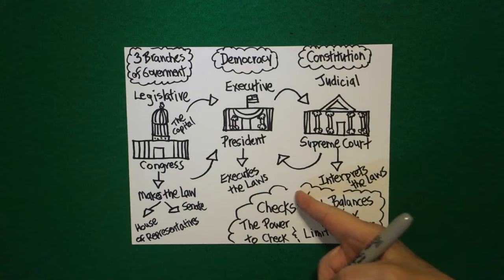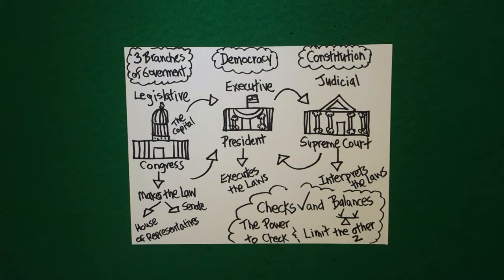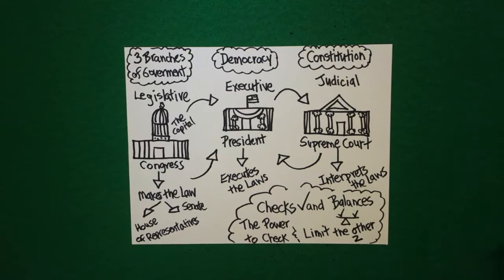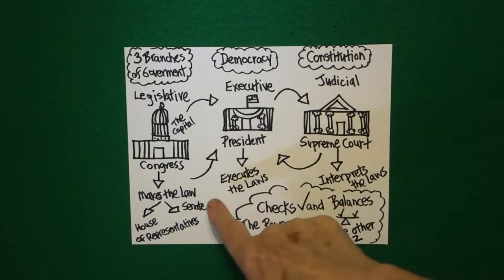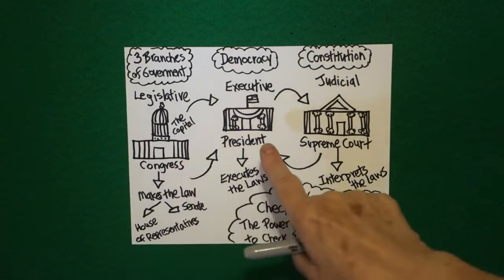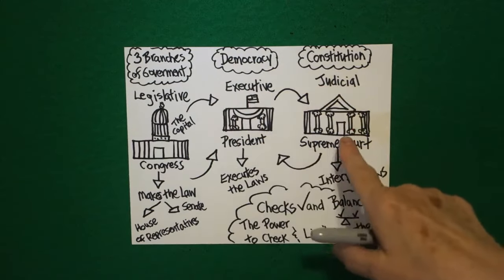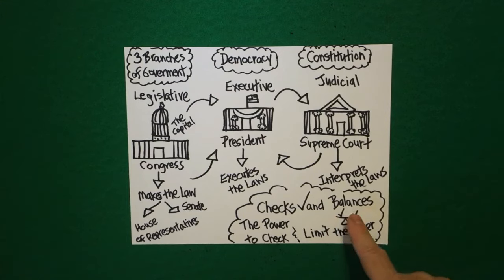Everybody in our government can check on the other government section if they think there's something up that needs to be looked at. Okay, so it's like a big circle around and around. And there are certain times when one of the branches will have to step in and check one of the others in order to make sure it stays balanced.